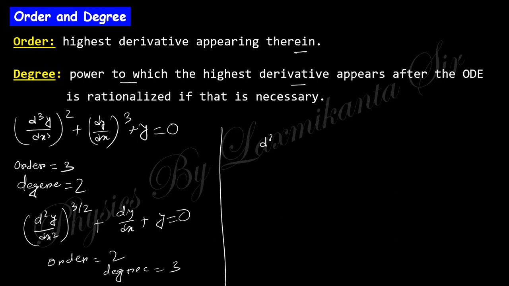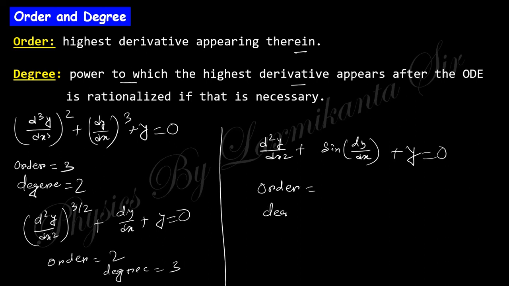Now say about this equation. Suppose you have an equation like that, with sine of dy/dx. What is the order and what is the degree? We can see the maximum order is 1. Okay. And what is the degree? Degree is also 1, right?